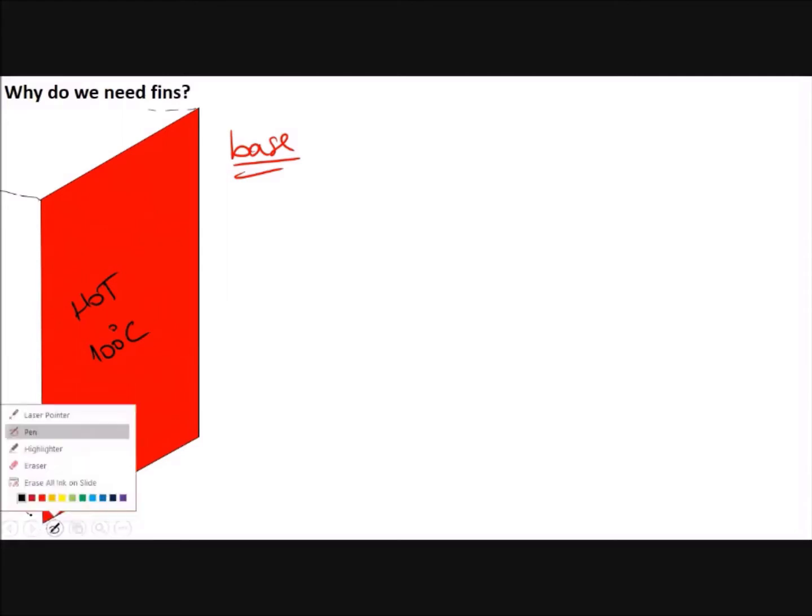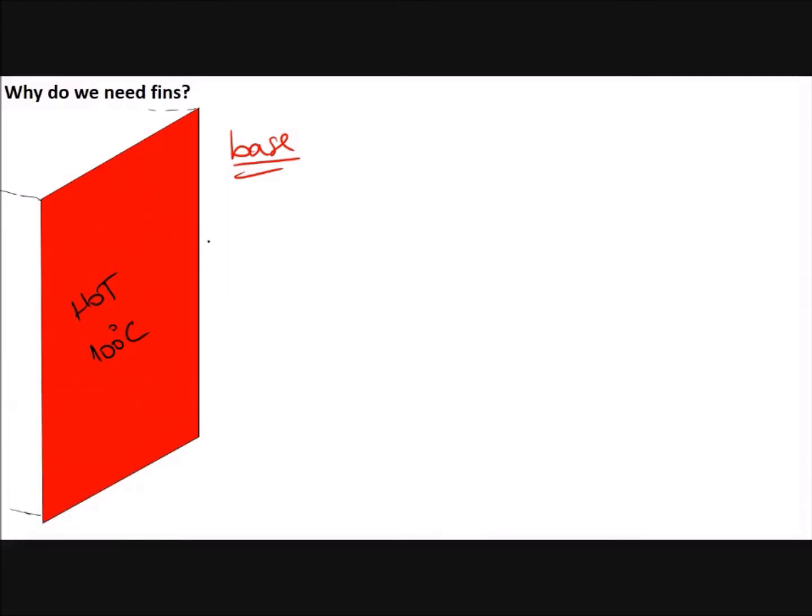Think that I have a surface here. This is called the base. I have a surface here, and this surface is very hot. The temperature can be, for example, 100 degrees Celsius or 200 degrees Celsius. We don't know the temperature. I want to cool the base of this surface. This can be three-dimensional also, but in this case, you are looking at one dimension.